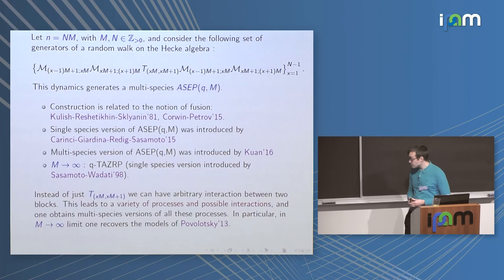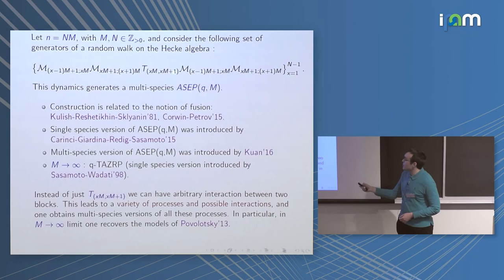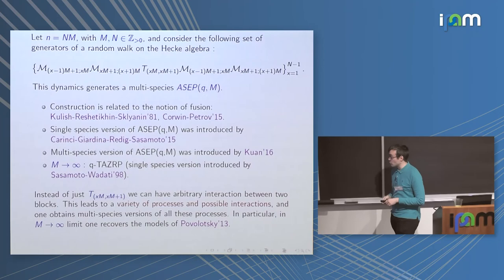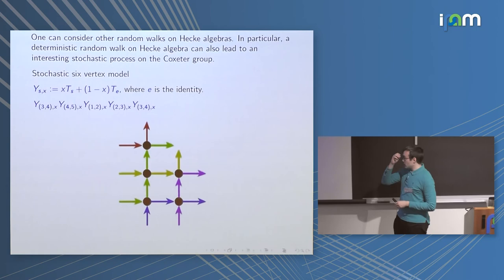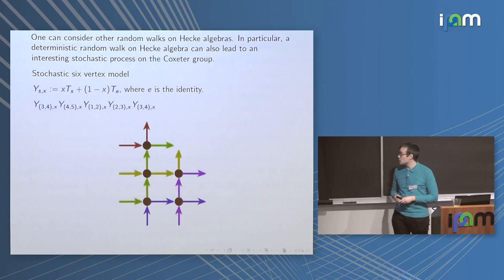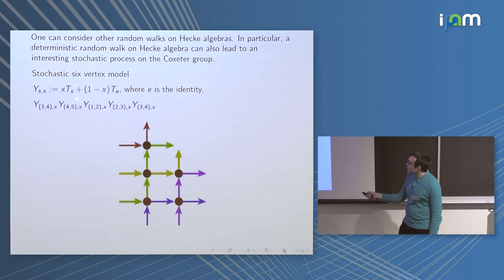If one uses, instead of this update, some other element of the Hecke algebra, any other interaction between these two blocks. One more model, which I'll cover very briefly, is the stochastic six vertex model, which we will hear more about today. It is also obtained by choosing a generator. One needs to choose as generators these elements y sub s x, which is just like ts, but somehow slowed down. We need to add a term which corresponds to the identity element, which doesn't change the permutation.